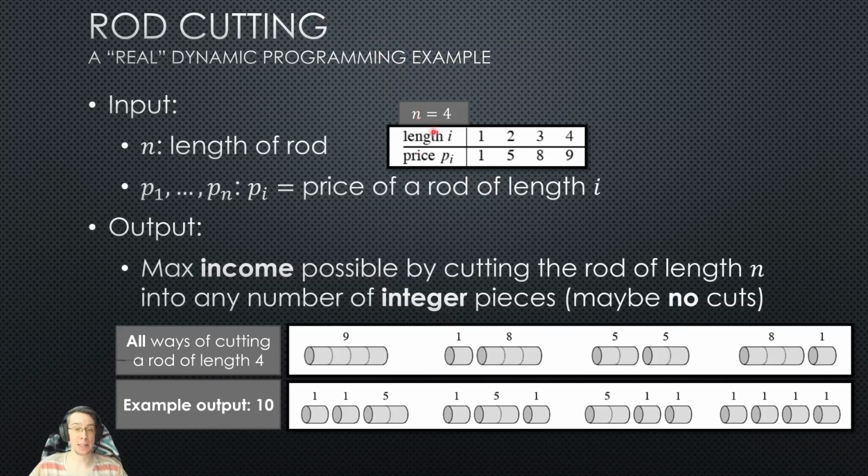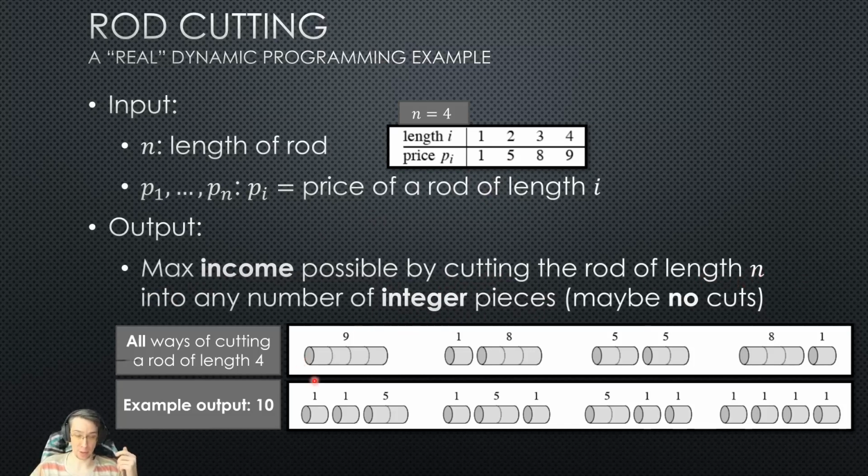So for example, here's an example input here. N is equal to 4, and then you have this price array, P1, P2, P3, P4. So for example, we could sell the entire rod of length 4 for 9. So we could get an income of 9. However, if we cut the rod in half, we could have 2 pieces of length 2 that we could sell for a total of 10 income. So what we would want to output in this example is 10. So we want to get the max income that's possible by possibly cutting the rod into any number of integer length pieces that sum up to the total length n.